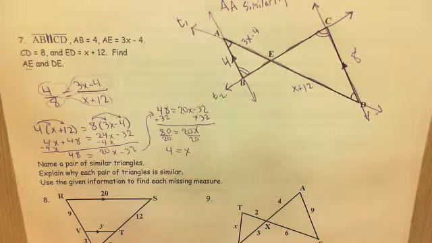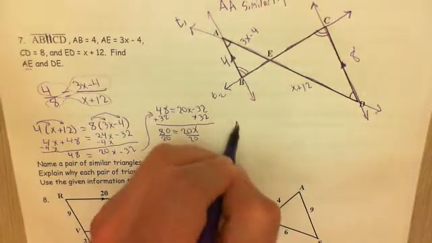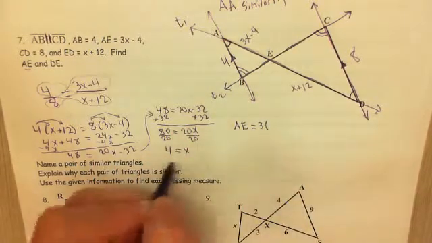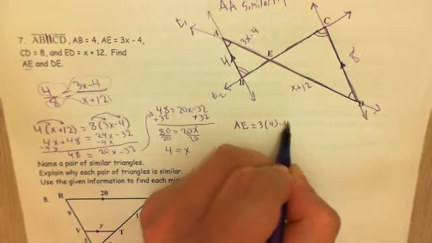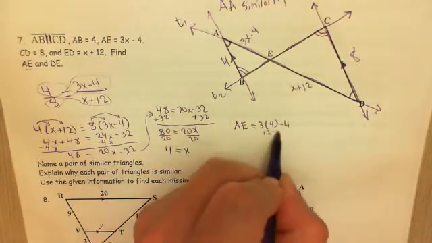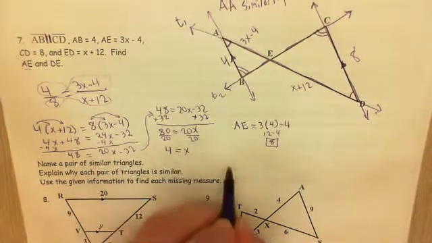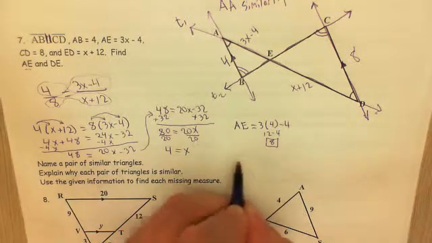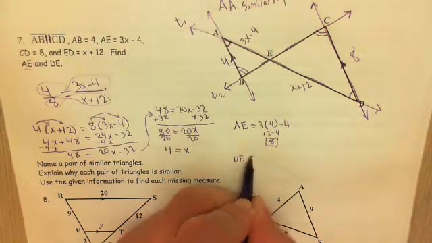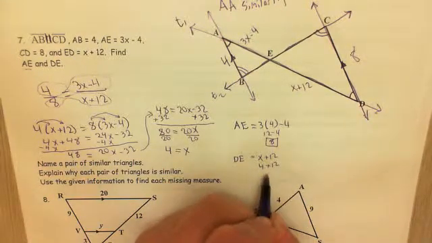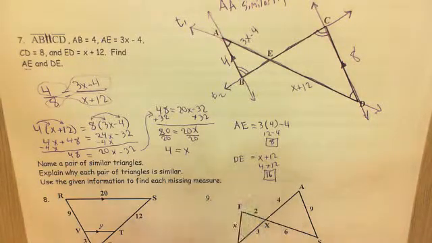Alright, now be careful, don't stop there, because it didn't say find x, it said find AE and DE. So now that we know x equals 4, we can solve for AE, because it was 3x minus 4, so we're going to say 3 times 4 minus 4. So that would be 12 minus 4, so that is 8. So AE is 8. Okay, and then we'll do the same thing for DE. For DE, it's supposed to be equal to x plus 12. So I'm going to put in a 4. And so we can find out that DE is 16.